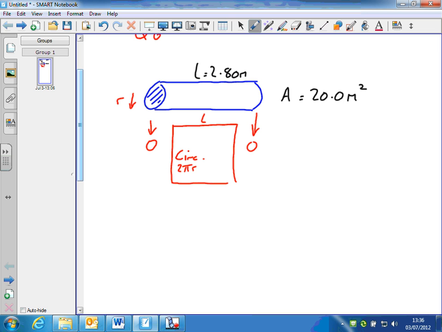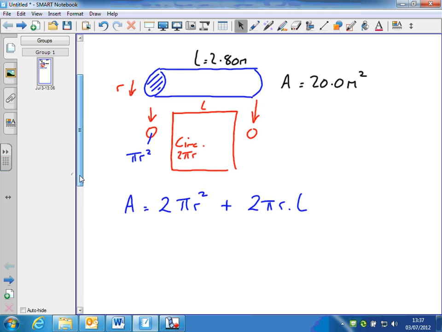So, what's the expression for the total surface area of the cylinder? The surface area of the circle is pi r squared. So we get that the area equals 2 lots of pi r squared plus 2 pi r, which is the circumference of the circle, times the length.